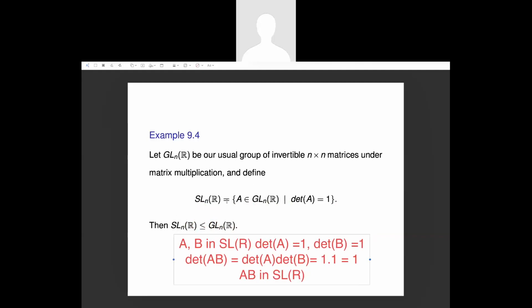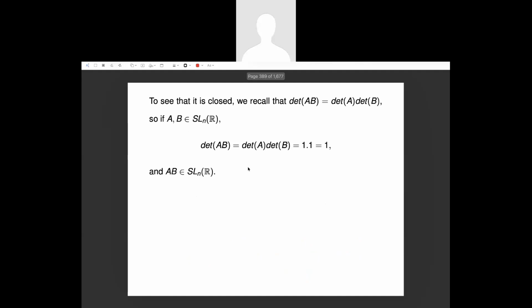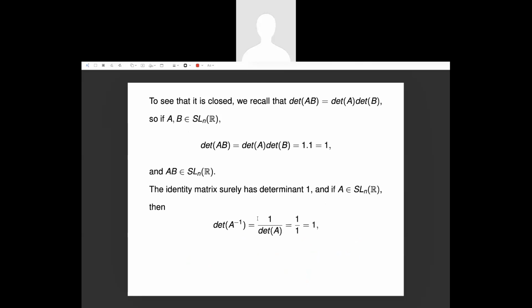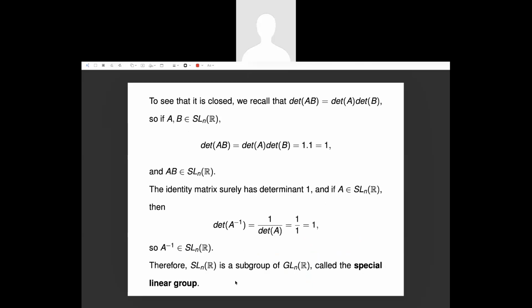So SL(n, R) is clearly a subgroup of the general linear group, and it is called the special linear group. So in this way we can say that AB is in SL(n, R). The identity matrix surely has determinant 1. If A is an element of this, then the determinant of A inverse is equal to 1 upon the determinant of A, which is equal to 1. So A inverse also belongs to SL(n, R). So this means SL(n, R) is a subgroup of GL(n, R), and as I told you, this group is called the special linear group.